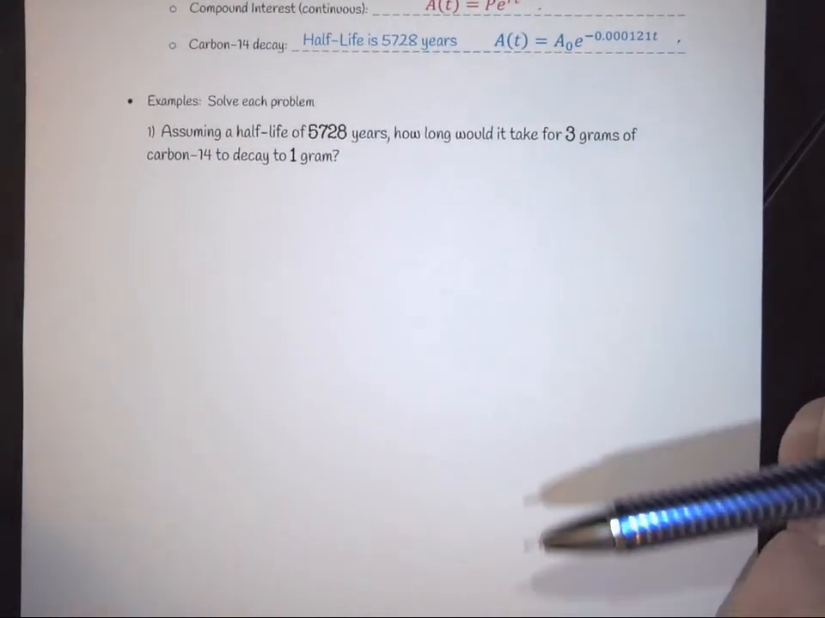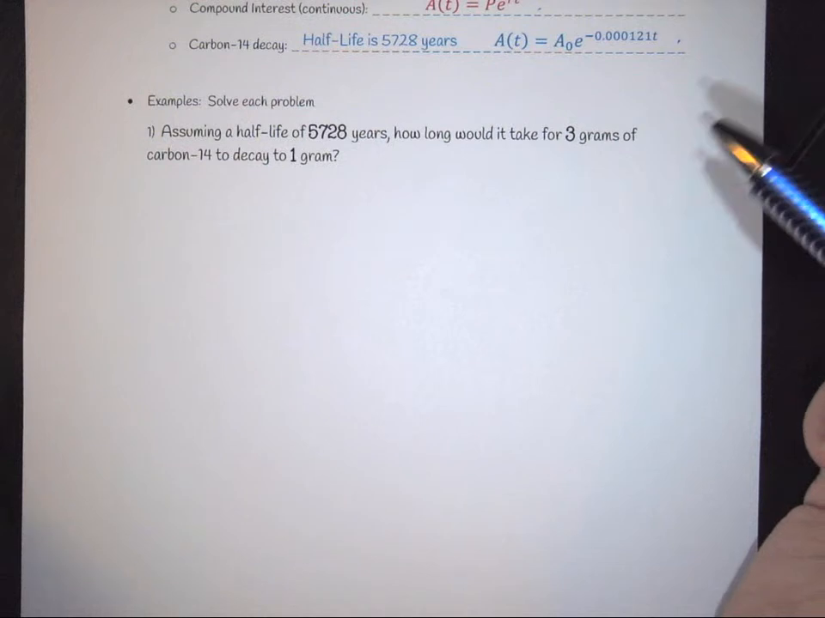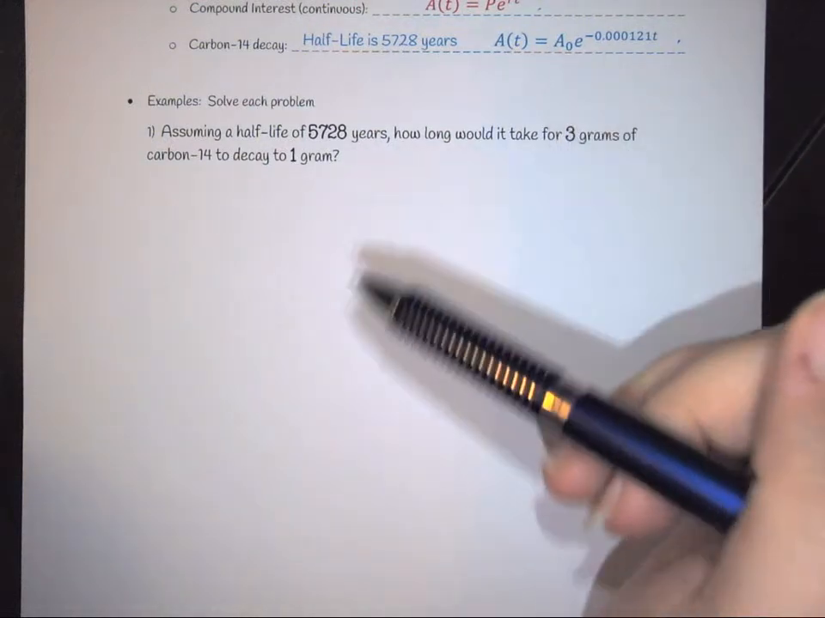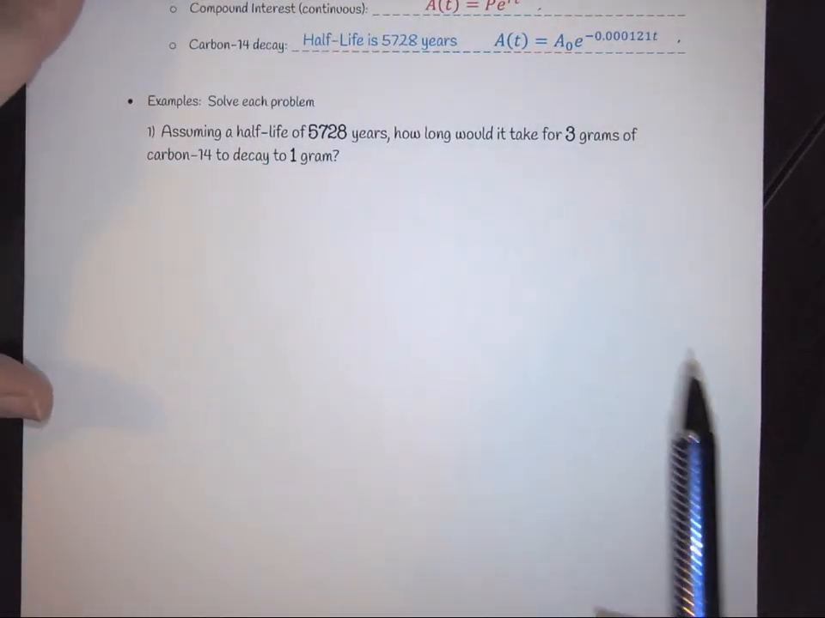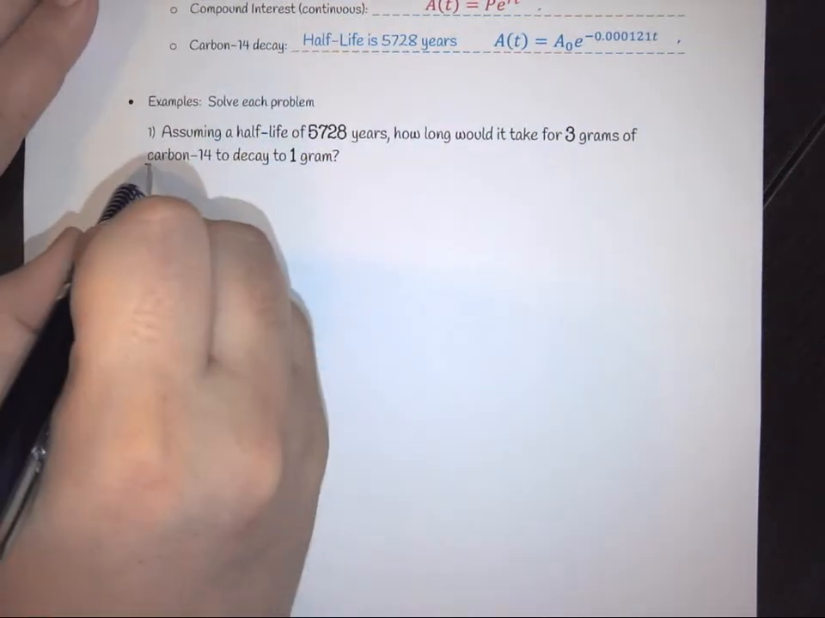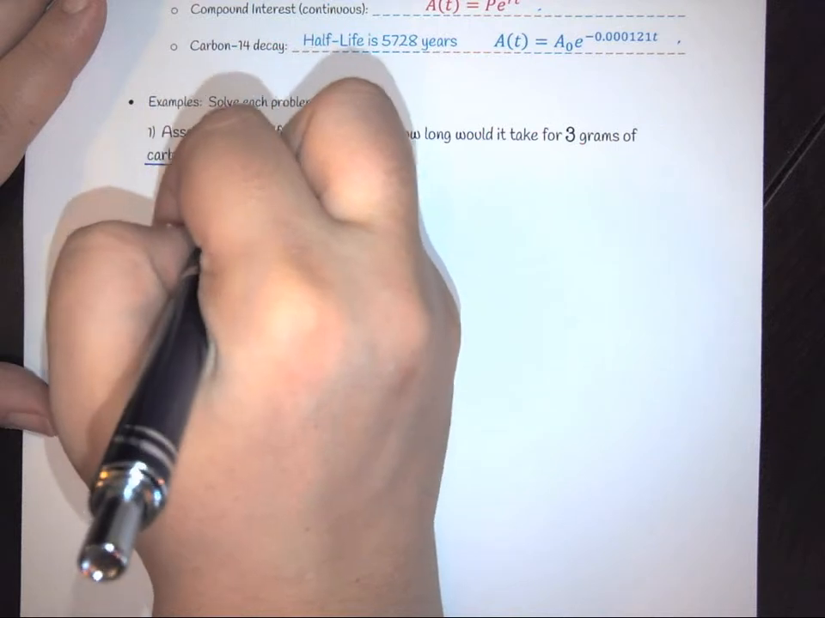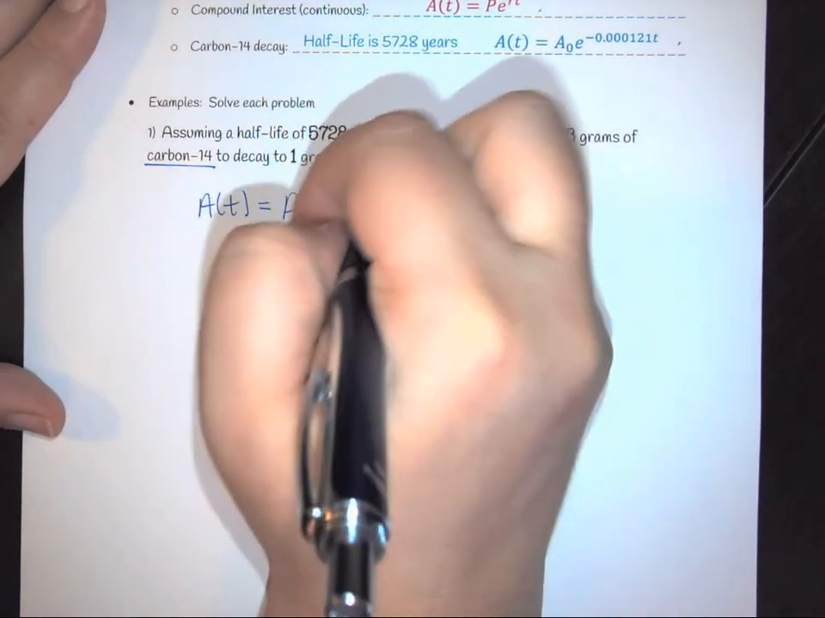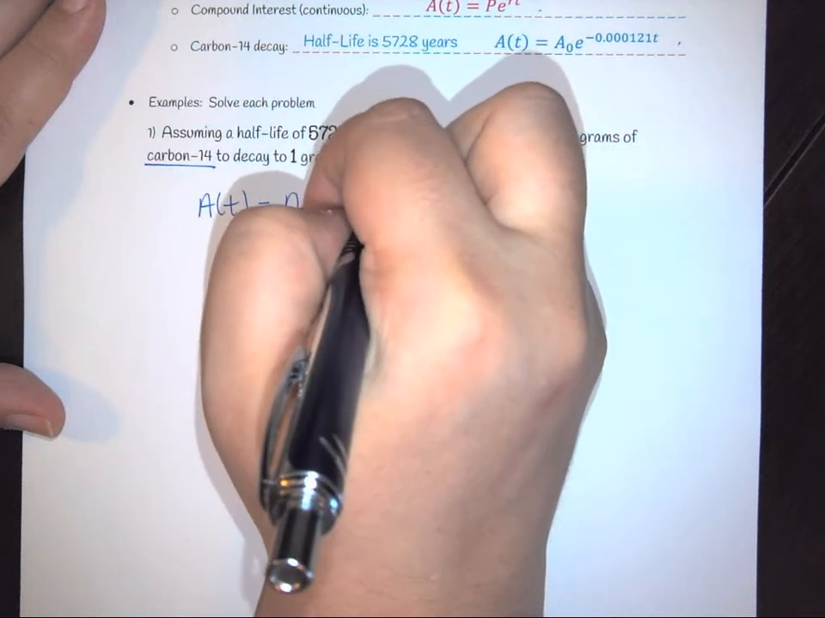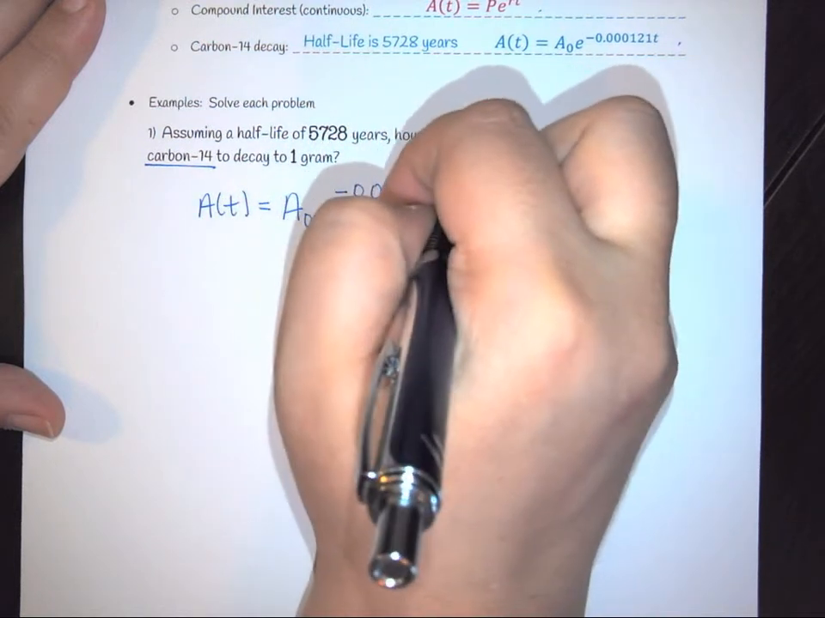So here we have, assuming the half-life of 5,728 years, how long would it take for 3 grams of carbon-14 to decay down to 1 gram? So the first thing that we need to note is which equation to use. And we're told right here, carbon-14. So we are going to use the equation A of t is equal to A naught e to the negative 0.000121 t.